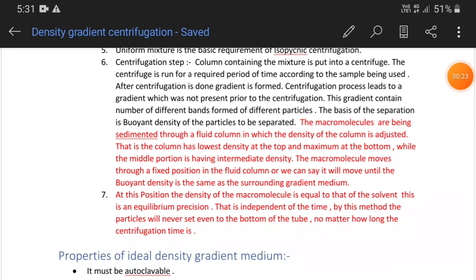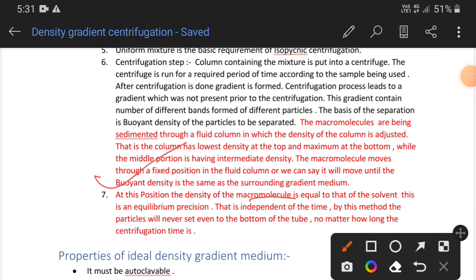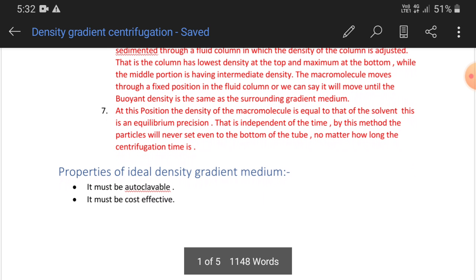That is what I have written here. At this point, the density of the macromolecule is equal to the solvent. This is an equilibrium process. This is independent of time. By this method, the particle will never settle even to the bottom of the tube, no matter how long the centrifugation time is. So, no pellet will be formed. Okay, and separation is on the basis of the density gradient, or buoyant density.